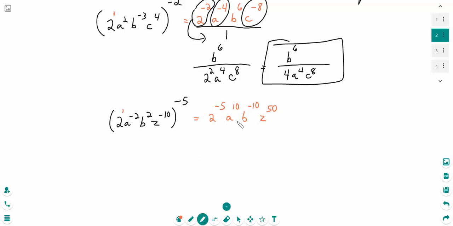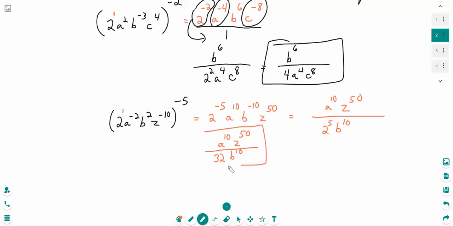All right. Now we can try to get rid of negative exponents, make life a little easier for us. So we have our fraction line here. This 2 to the negative 5th, we're definitely going to move him down, changing him to 2 to the positive 5th. A to the 10, we'll leave him right where he is. We like him. B to the negative 10, move him down, get rid of that negative exponent. Z to the 50th, we'll leave him right where he is as well. Now we can figure out what this 2 to the 5th is, and we're going to end up with A to the 10th, Z to the 50th, over 2 to the 5th, which is what? 2 times 2 times 2 times 2. Well, let's see, it would be 16 times 2 is 32. So we'd have 32 B to the 10th. All right, so that would be our solution to this problem.